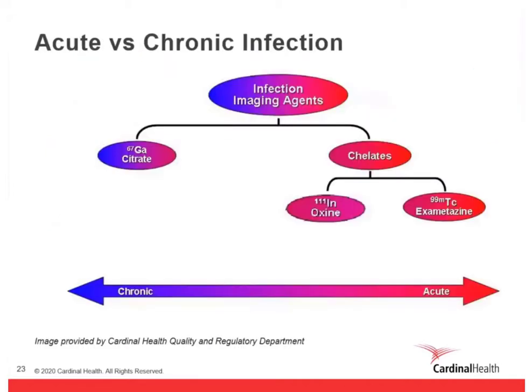So when we compare these agents, if you look at this chart from left to right, it really shows what's better for a chronic infection versus an acute infection. Coincidentally, you can also use this chart to reference the image quality. Image quality is going to improve as you move from left to right across the chart.